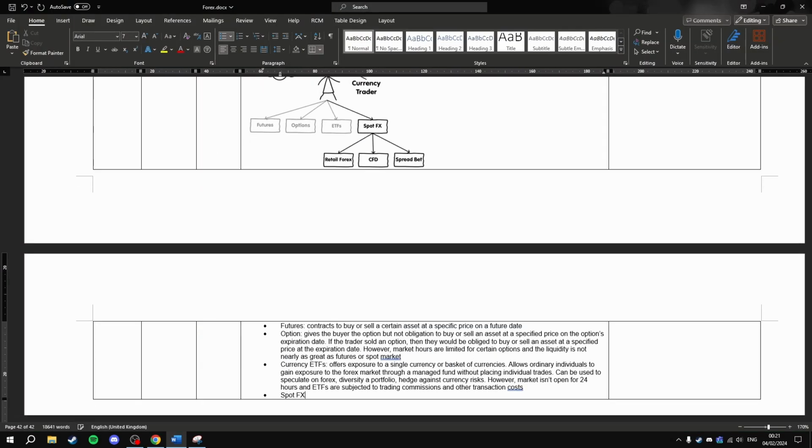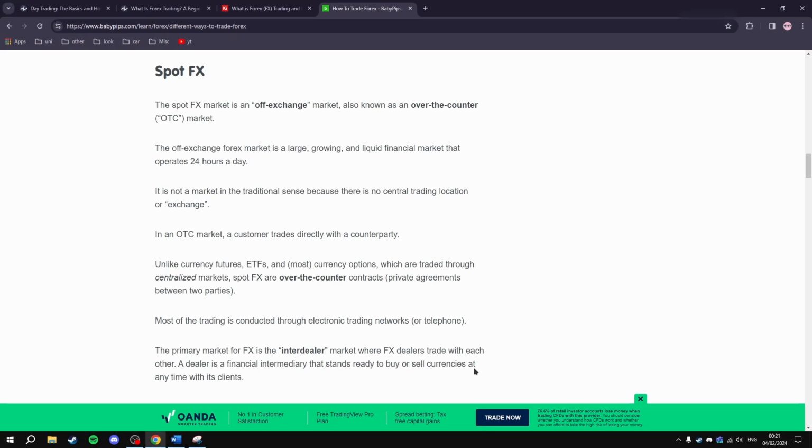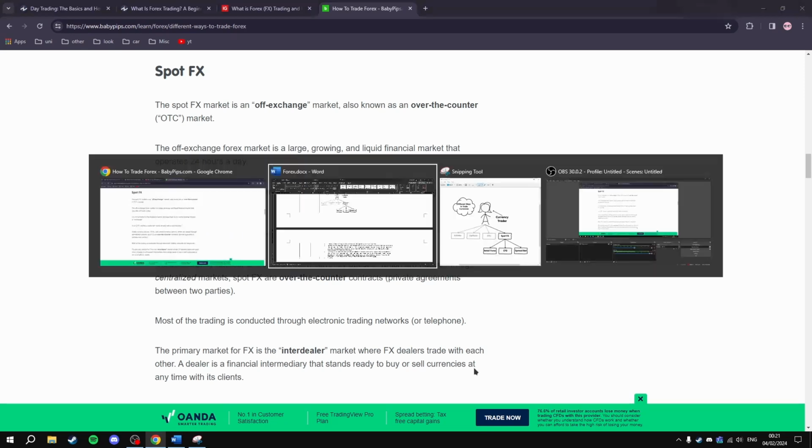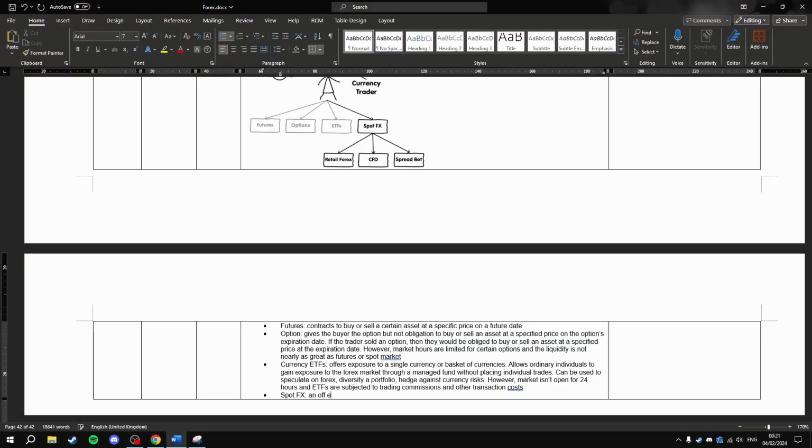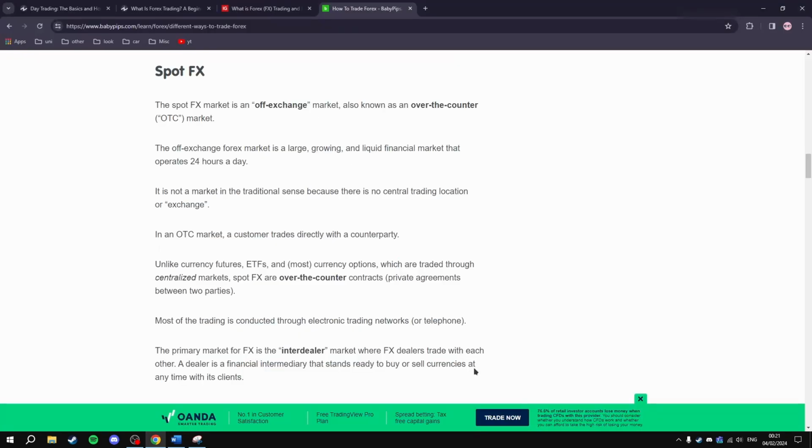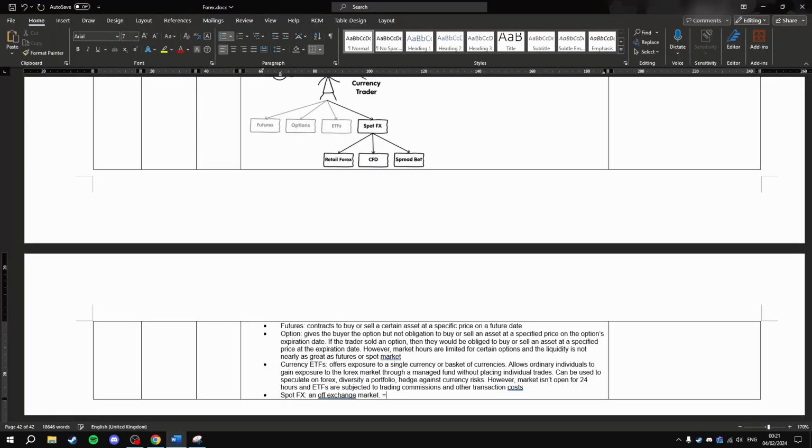So spot FX is an off-exchange market, an over-the-counter market.